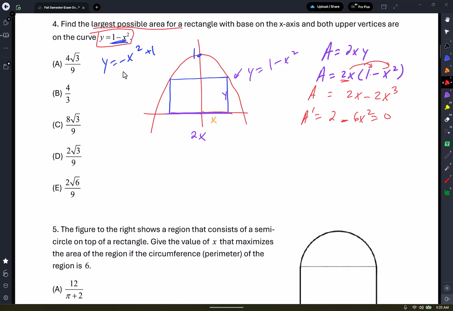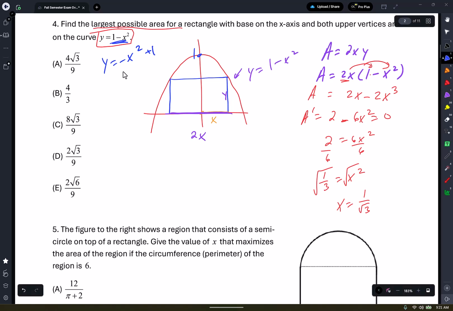All right, so here we go. I'm going to solve for this. 2 equals 6x squared. I don't see an issue now. Is there any issue right now? Okay, divide by 6. 1/3 equals x squared. Are we still okay? How do I get rid of that x squared? Square root. x equals 1 over square root of 3, because square root of 1 is 1, square root of 3 is square root of 3. I'm going to multiply by square root of 3 over square root of 3. So square root of 3 over 3. Are we still okay?